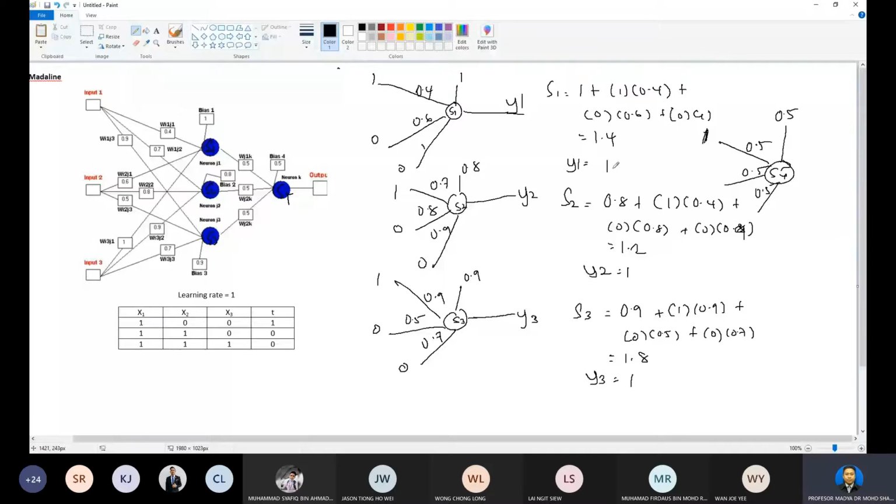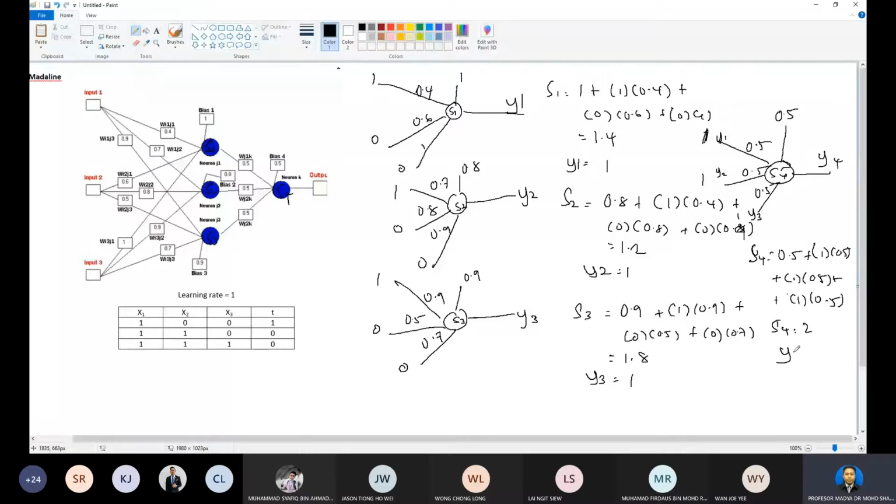This one is 1. This one is Y2. This one I declare as Y1, Y2, Y3. All are 1. So we can calculate Y4. We call it Y4. So calculate S4 first: 1 multiplied by 0.5, plus 1 multiplied by 0.5, plus 1 multiplied by 0.5. So the answer will be 2. S4 will be 2, so y4 equals 1.